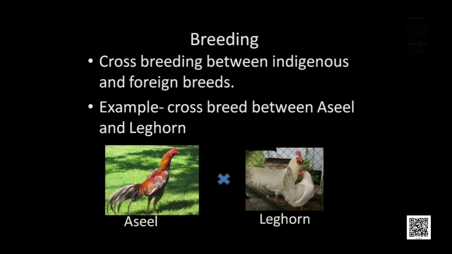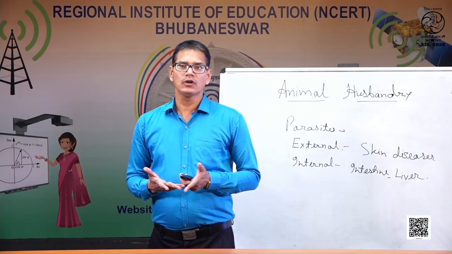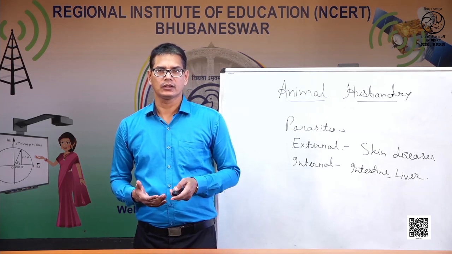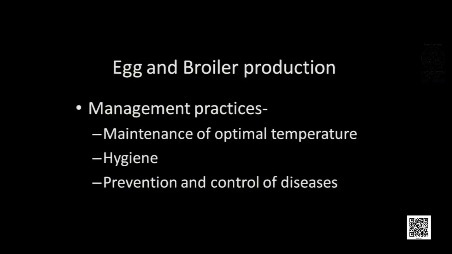As you can see in the picture, example is Asil. It is a local breed. It can be crossbred with Leghorn, which is a foreign breed, and then we will get the desired result. That means a fowl that has good egg laying capacity and is also resistant to diseases. Next, egg and broiler production. It is management practices that include maintenance of optimal temperature, hygiene, and prevention and control of diseases.